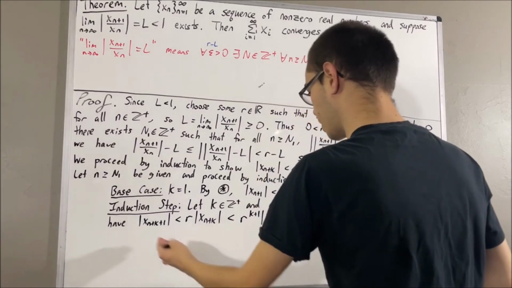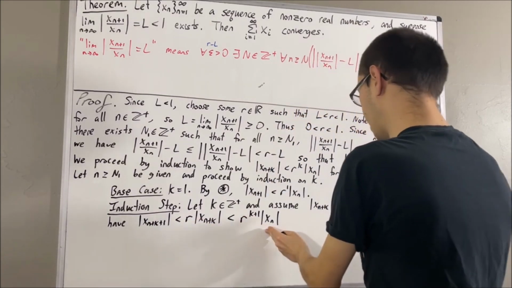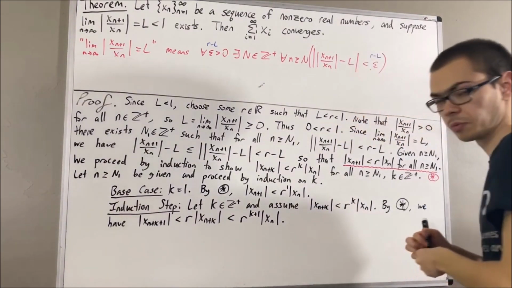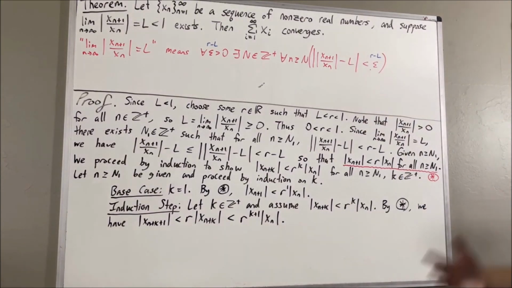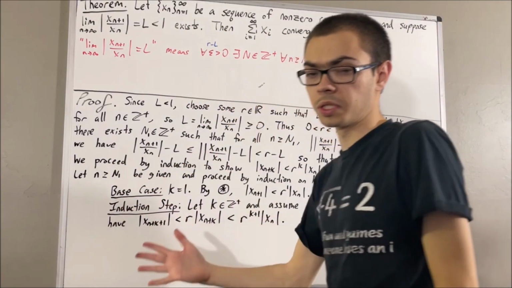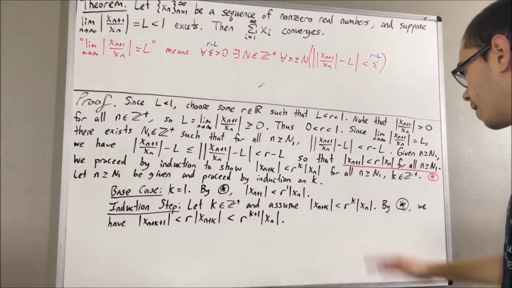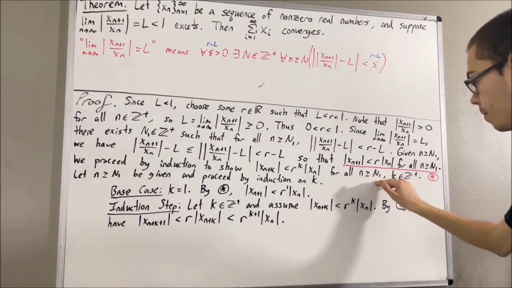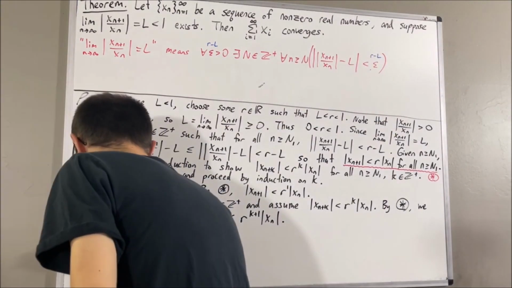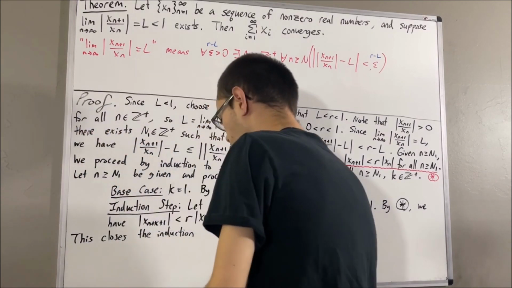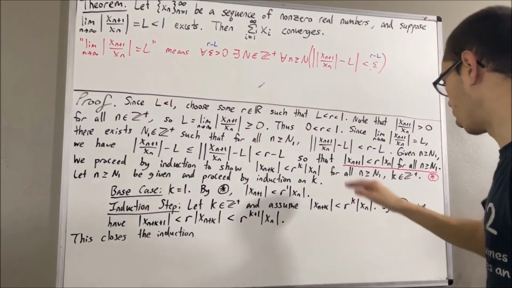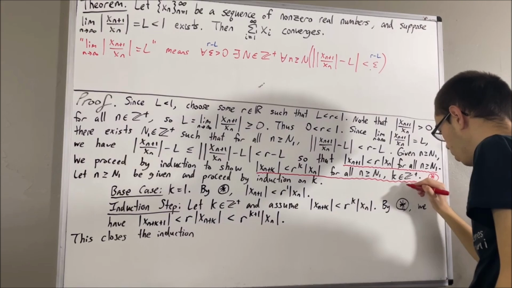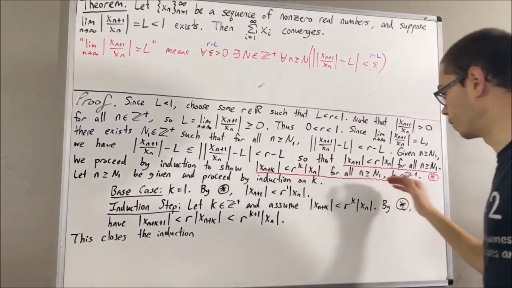And so this shows us that this guy is less than this guy. That's precisely this inequality where k is replaced with k plus 1. So this completes the induction step. Because we've completed both the base case and the induction step, this closes the induction, and so we have proven that this statement is true for all integers n greater than or equal to capital N1 and for all positive integers k. And so I'm going to call this statement star star. So we've proved star star.